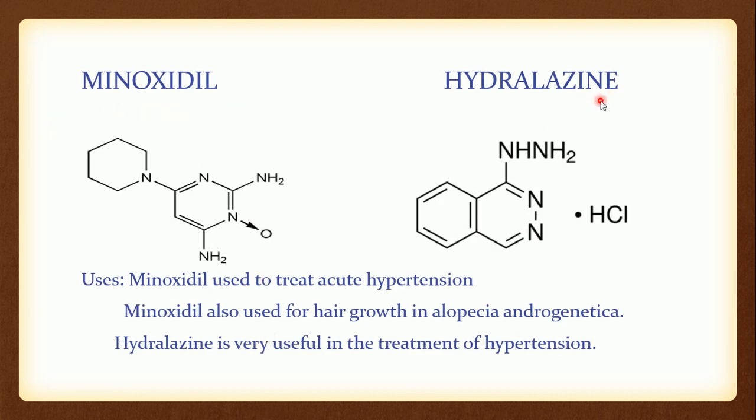Minoxidil and hydralazine are also miscellaneous category drugs. A 6-membered ring containing nitrogen and completely saturated is called piperidine. This piperidine is attached with the pyrimidine ring. What is a pyrimidine ring? A 6-membered ring containing 2 nitrogens at the 1st and 3rd position is called a pyrimidine ring. At the second position and fourth position amino groups are attached to this pyrimidine, and one oxygen linkage is attached at the third position nitrogen. Minoxidil is used to treat acute hypertension.